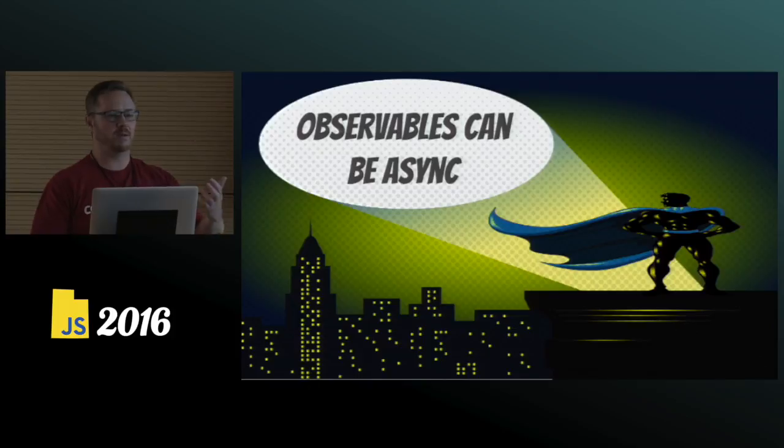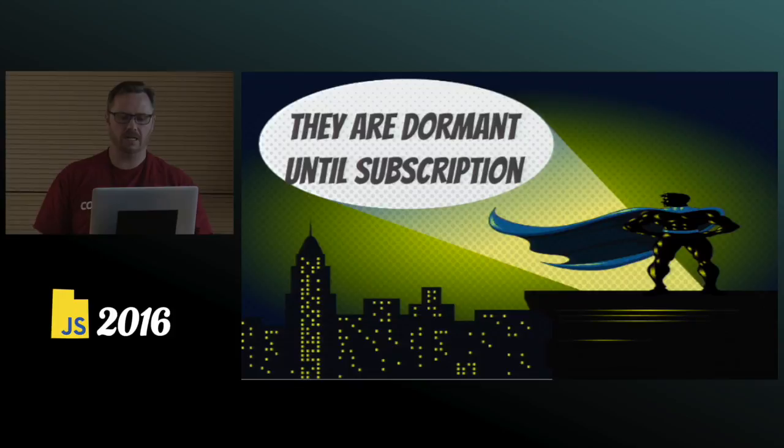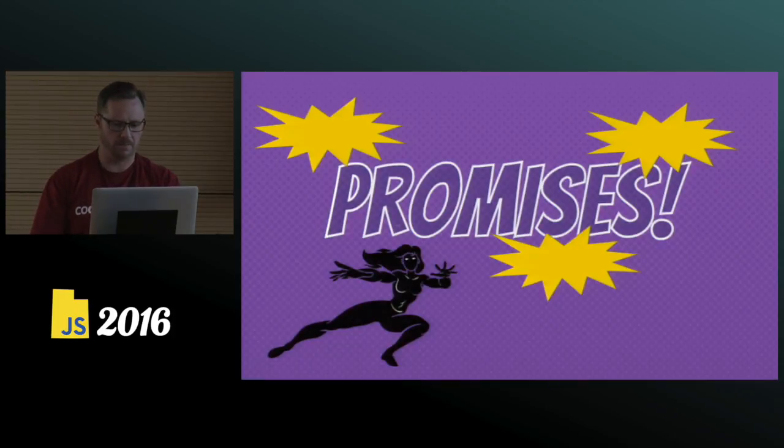Oftentimes people talk about it sending values over time. It can send many values at once. It can be used for synchronous as well as asynchronous. Also, an important point with these is they're dormant until they're subscribed to. James pointed that out in the last presentation. If you don't ever subscribe to an observable, it never actually writes anything out, which is really cool because you can put those together into a library and then you can attach to the ones that you're interested in using in there as well.